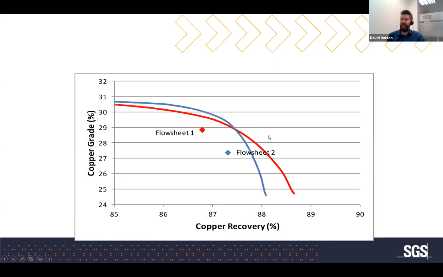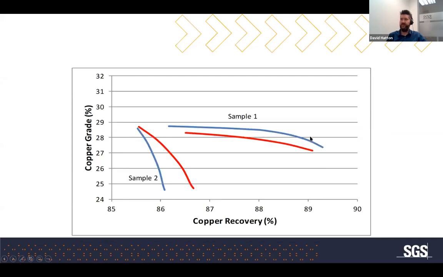However, we may get a situation like this, where at high grades, flowsheet 2 seems to get better results, whereas at low grades, when we're trying to improve our recovery, flowsheet 1 is a better option. And so again, we're left with this conundrum. How do we figure out what is the best flowsheet?